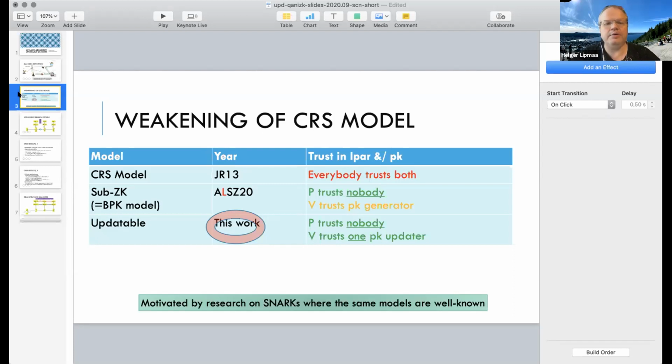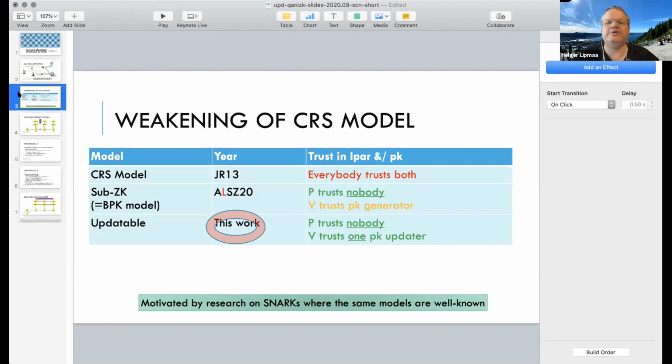This year, in PKC, we had a paper that decreased the trust. This follows previous work, like similar work on SNARKs done before, but in the case of K-NISC, our work was the first. We posed an argument in the model where P doesn't have to trust anybody, and V trusts the PK generator. In particular, it's not necessary to trust the language parameter by either of them. So this is in some sense the minimal that we can get, and it corresponds to the well-known pair public key model.